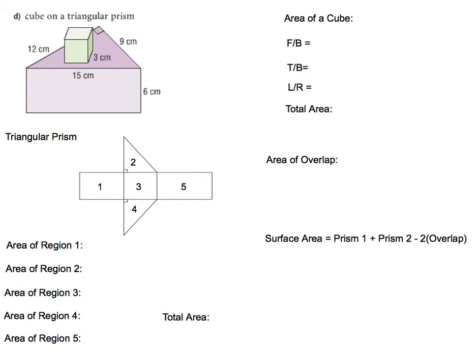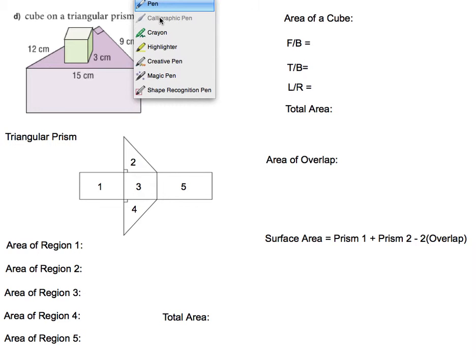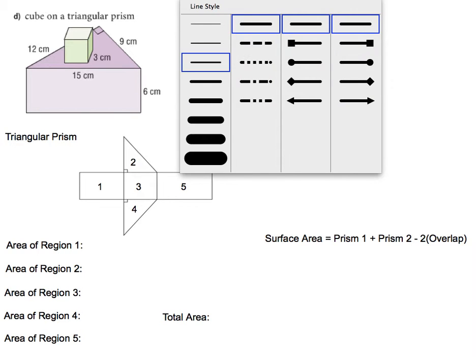Here we have a cube on a triangular prism. So I'm first going to find the surface area of my triangular prism. I draw my net and I label my regions, and I have, let me just grab my pen. This is what I wanted.